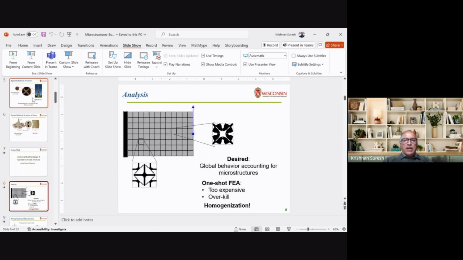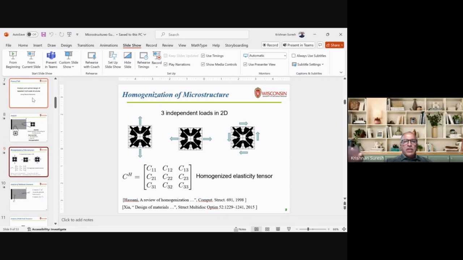And in particular, I was going to talk about the fact that we're going to take a very simple 2D structure with a couple of microstructures. And the key idea that I'm going to use to analyze this is a process called homogenization. Homogenization is pretty simple. All it says is, I don't want to know the details of what's happening inside each microstructure, but tell me its equivalent behavior.